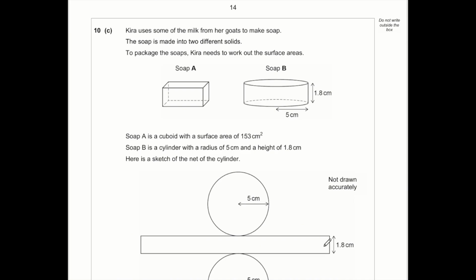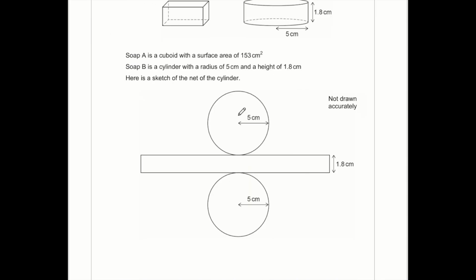Okay, so for part C, we know the surface area of soap A. We need to work out the surface area of soap B. So it's a circle and a rectangle. Now the area of the circle is pi r squared, and here we've got another pi r squared. So far we have 2 pi r squared plus a rectangle, which is 1.8 multiplied by the width of it, which is the same as the circumference of the circle, and the formula for the circumference is 2 pi r.